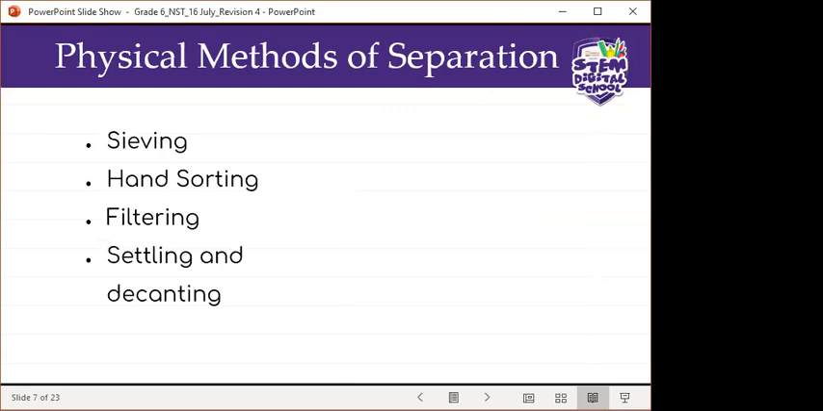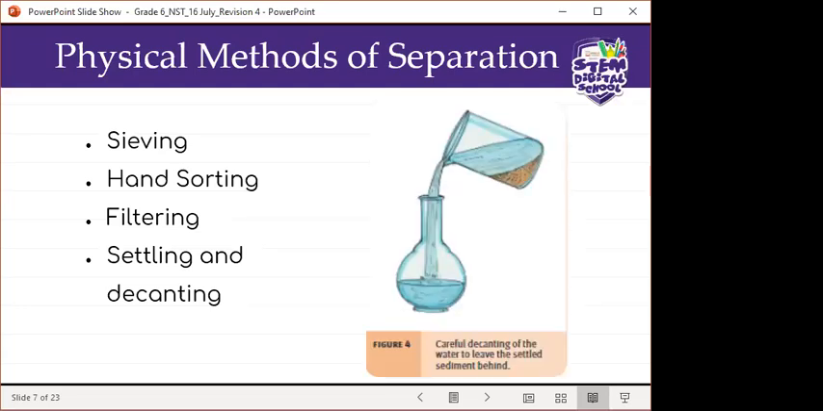Next physical method is settling and decanting. Here we have an example of settling and decanting: careful decanting of water to leave settled sediment behind. When you talk about sediment, the sediment would be this brown color here, that is what settles at the bottom. That is what we refer to as sediment. And then we just need to be careful if we don't want the sediment to enter the water. That is why we say careful decanting needs to take place.